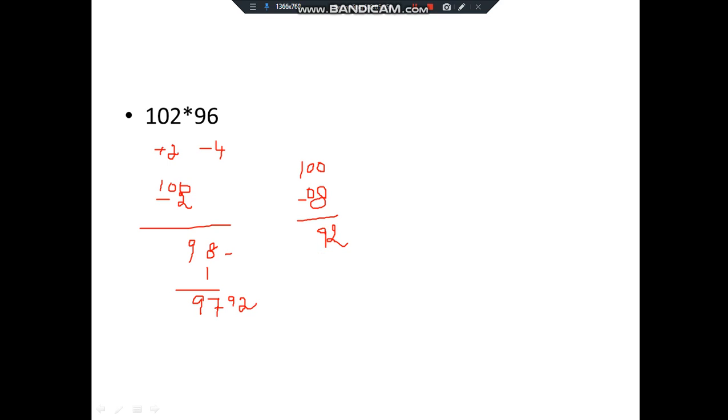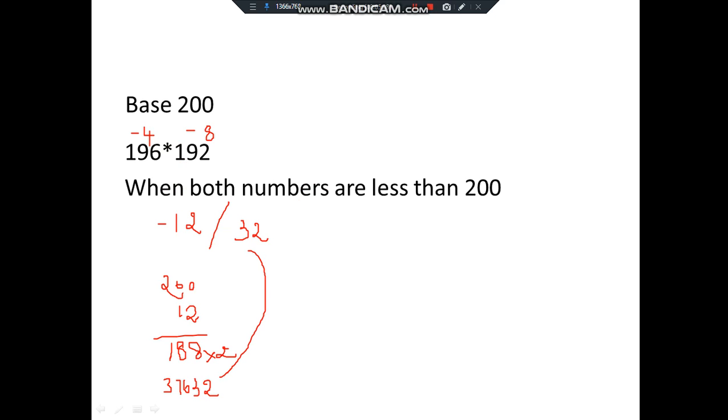Hope you understand. Now, we look at base 200. See, here when both the numbers are less than 200, say 196 and 192, it is minus 4 and minus 8. As usual, add both numbers, you get minus 12. So there it was 100 minus 12, here the base is 200, so 200 minus 12, which is 188. Now multiply both the numbers, minus 4 into minus 8, which is plus 32. So keep the number as such.